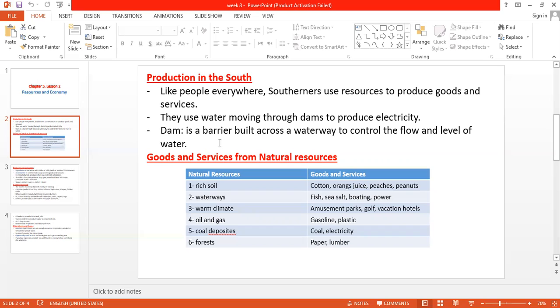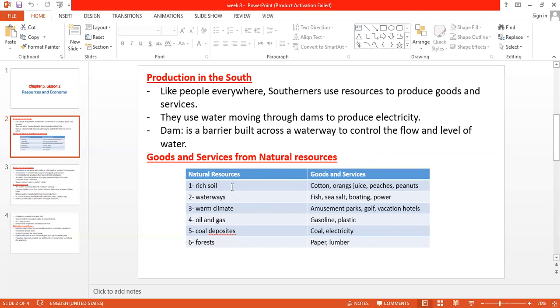Okay, now we're going to speak about goods and services from natural resources. Does the South have natural resources? Of course. Like any region, the South has many natural resources, many physical features that Allah created in this region. Okay, what natural resources does the South have?